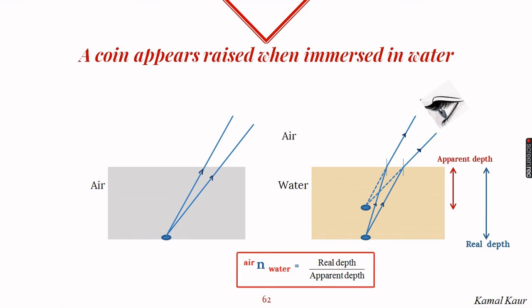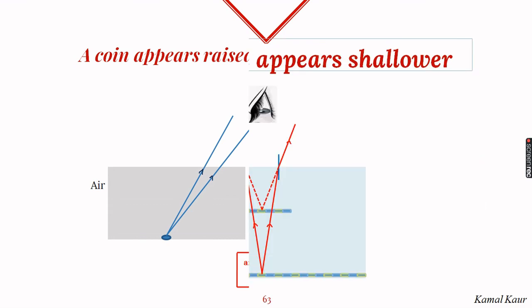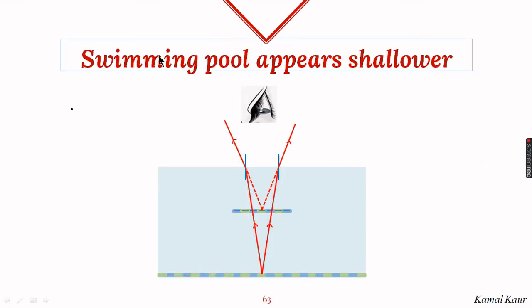I hope now you have understood this concept and the method to draw the ray diagrams. So let's see one more example. A swimming pool appears shallower than it actually is. So the same concept: the rays of light which start from the bottom of the pool, when they reach the interface, bend away from the normal, and to our eyes, they appear to come from this point. So as a result, the bottom instead of here appears here to our eyes.